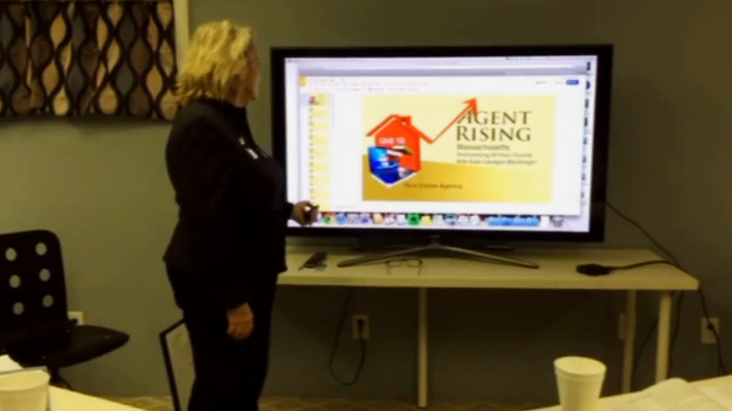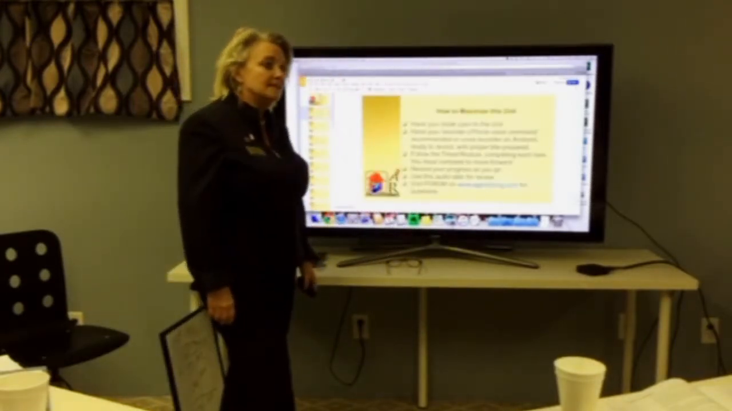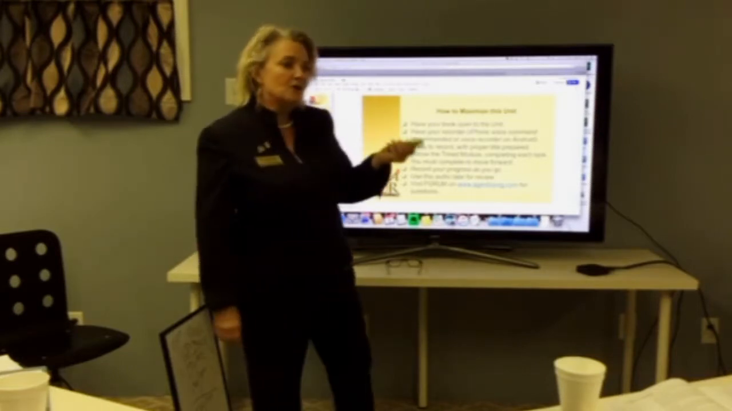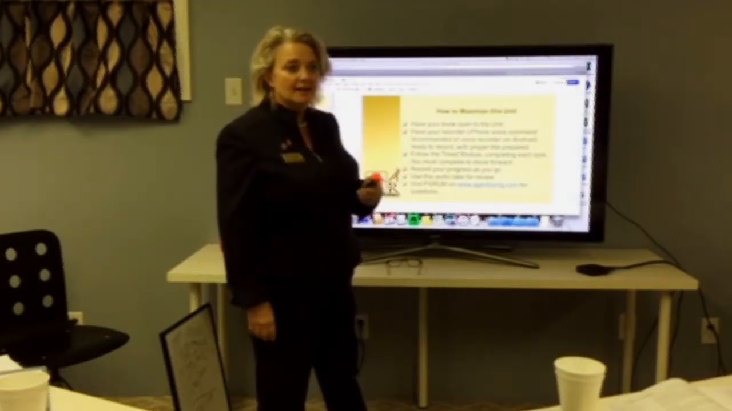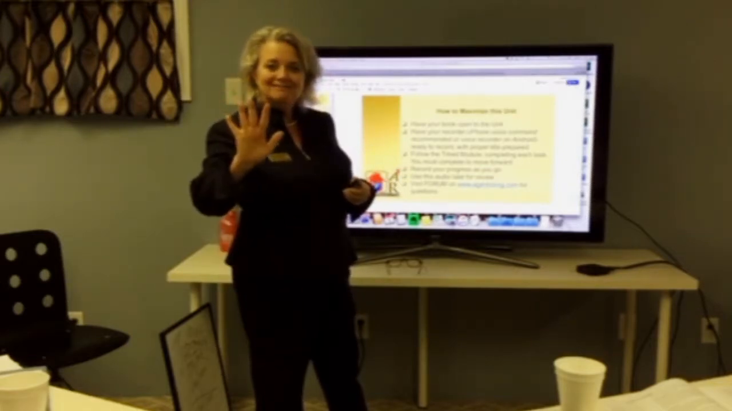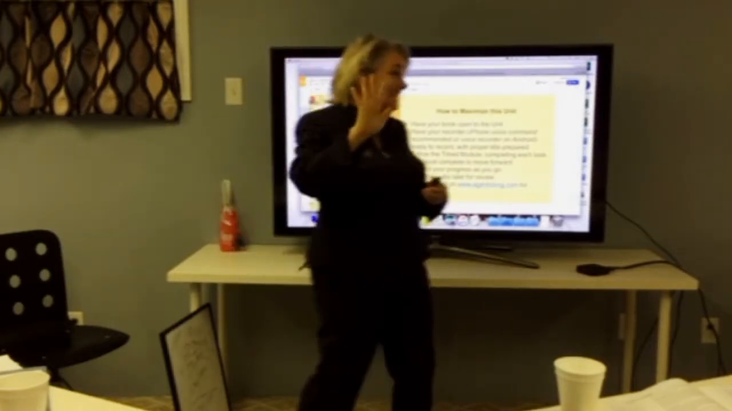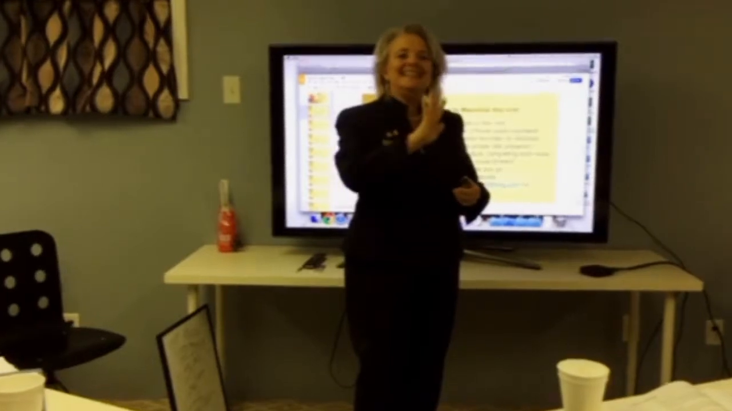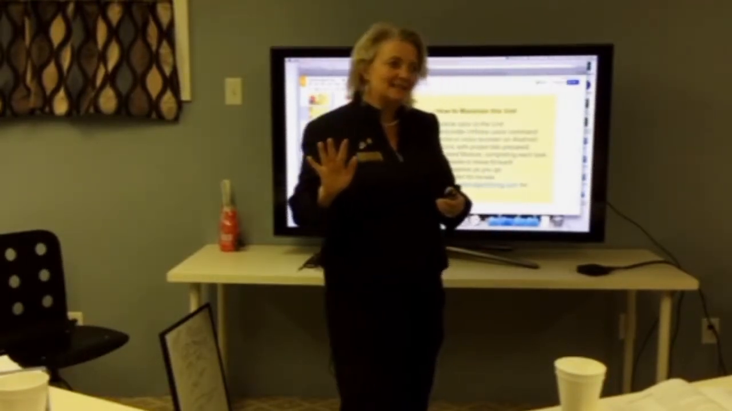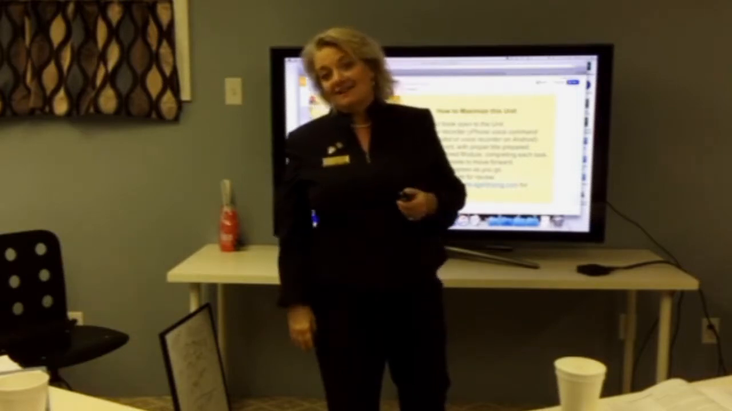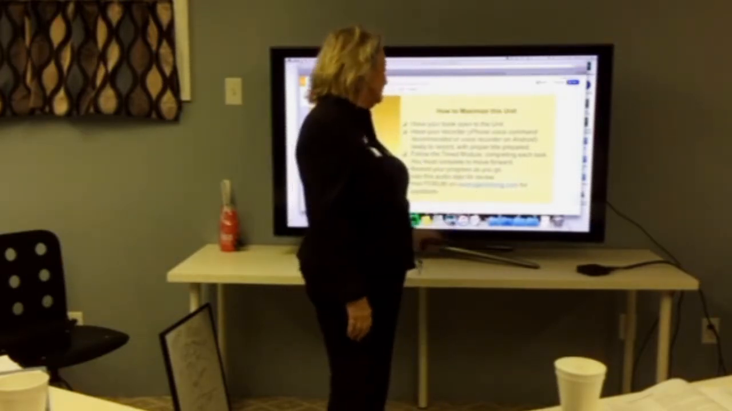Okay, so to maximize this unit, you're going to have your book opened to the unit. You're going to have your recorder ready and you're going to record it. So slideshow, book, and your recorder. Those are the three things that go together to maximize it. That way you can listen in the car to your audios or wherever you are, okay?